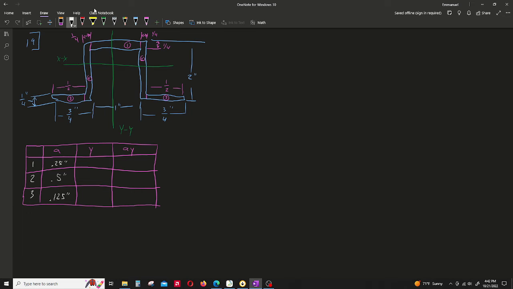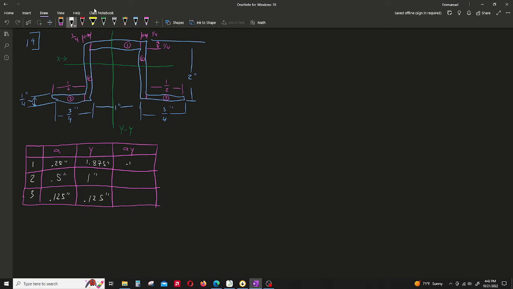The y distances: 0.125 for this third one, because basically it's just half of that. The y distance for the other one should be 1, because it's half of 2. And the y distance for the top one is the full height 2 minus half of 1/4, or 0.125. So that's going to be 1.875. And then for AY, it's both of these two numbers multiplied together.